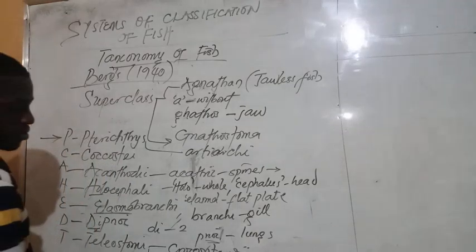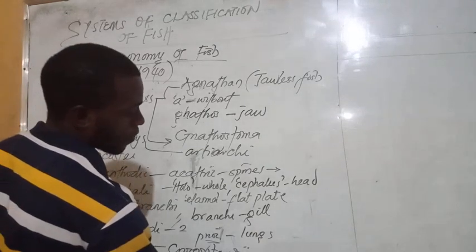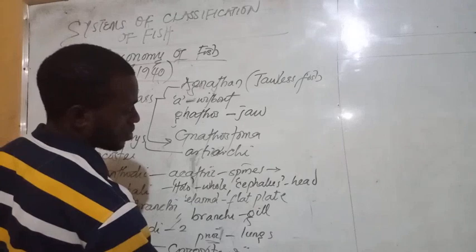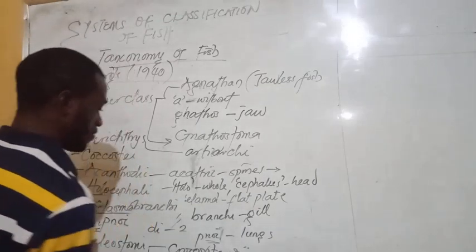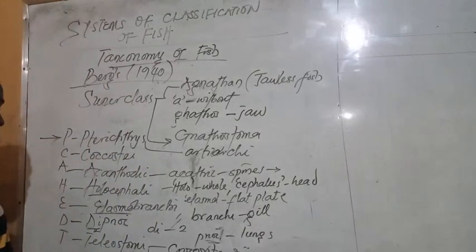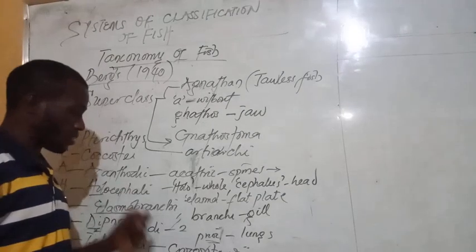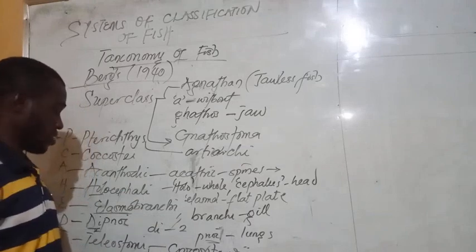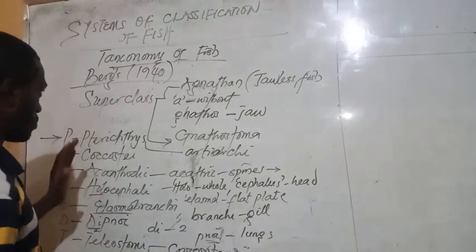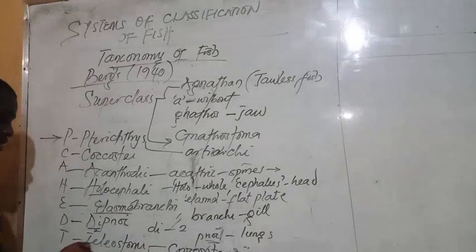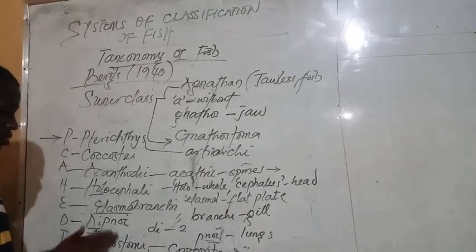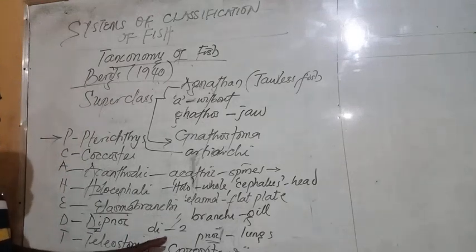Alright, so the Actinopterygii basically form all of the modern fishes. This is the class of the modern fishes. Now, in other groups of classification, Teleostomi is grouped into Sarcopterygii and the Actinopterygii, but here Berg's classification classified them as Crossopterygii and Actinopterygii.